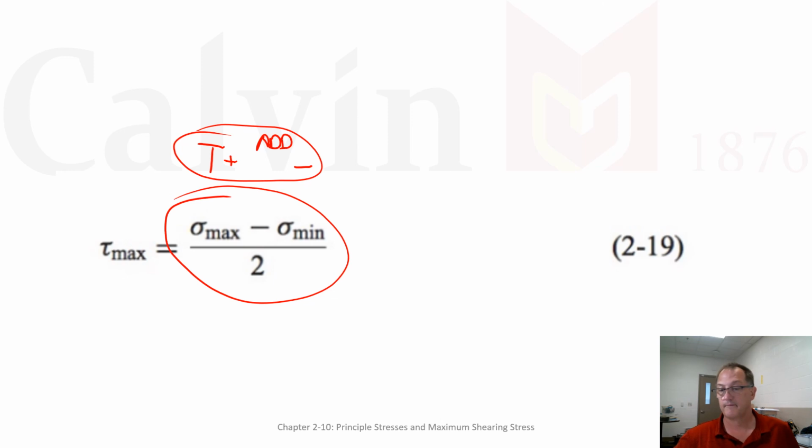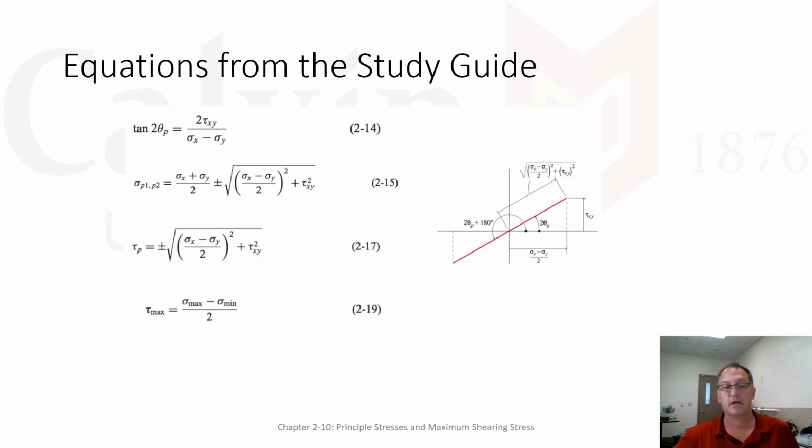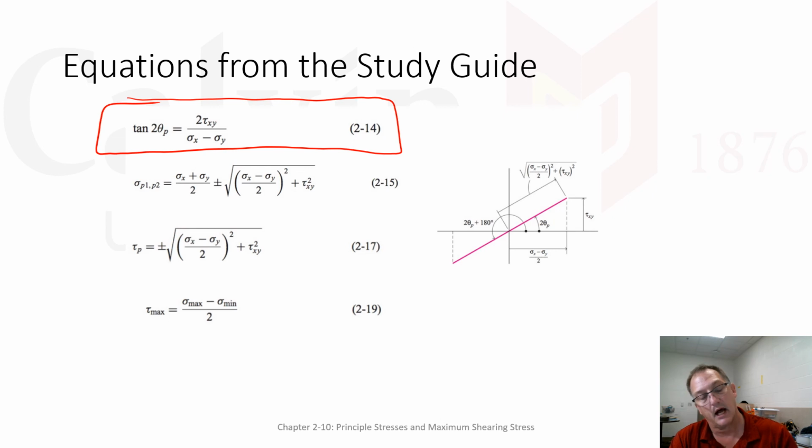So, the equations from the study guide that we had to know. The first equation allows us to solve for the angle at which we have our principal stresses. It allows us to know the orientation of that stress cube as we rotate. It allows us to know how that changes.